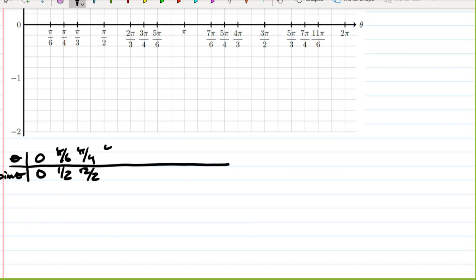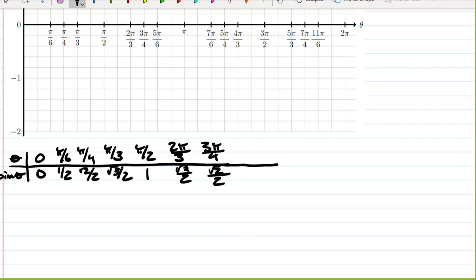And we keep going. Sine of pi over 3 is going to be root 3 over 2. And then the sine of pi over 2 is going to be 1. And then we have 2 pi over 3. It's going to give us root 3 over 2. 3 pi over 4 is going to give us root 2 over 2. And then 5 pi over 6 gives us 1/2. And then finally we get to pi, and we get back to 0.